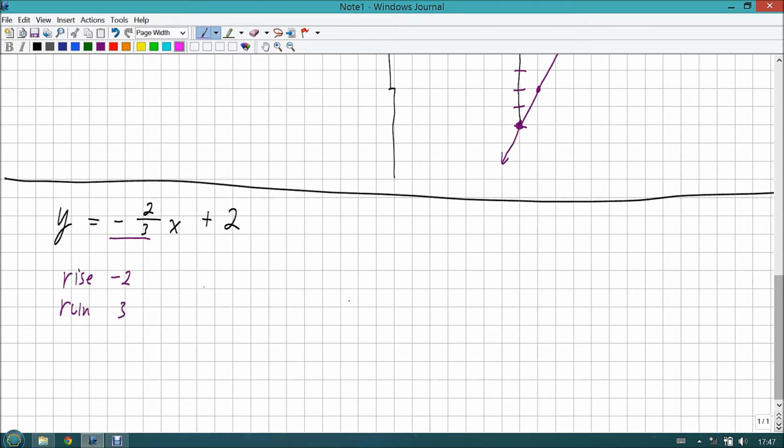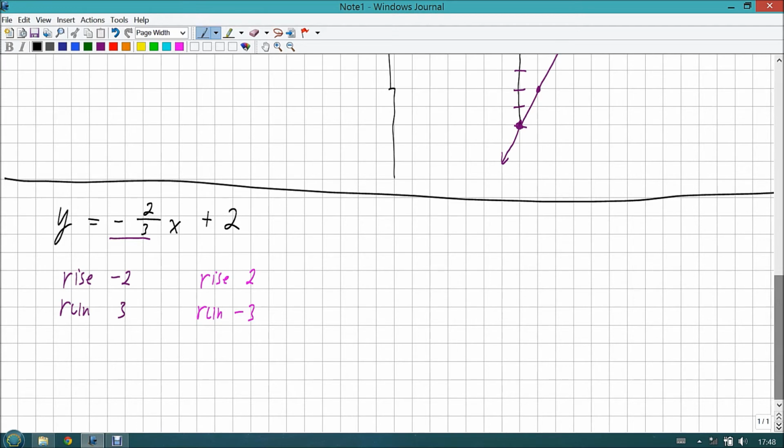Or I could say that I rise 2 and then run negative 3. Both of these are equivalent, so you don't have to really worry about which one you're using. Just remember that if you have a negative on the outside, only apply it to one of the two, either rise or run, but not both. That way you won't get confused, because a negative over a negative is actually positive, and then you'll get the wrong kind of slope. So we need to be careful about that.